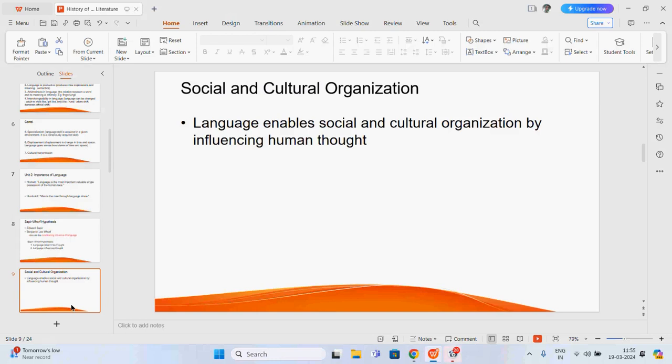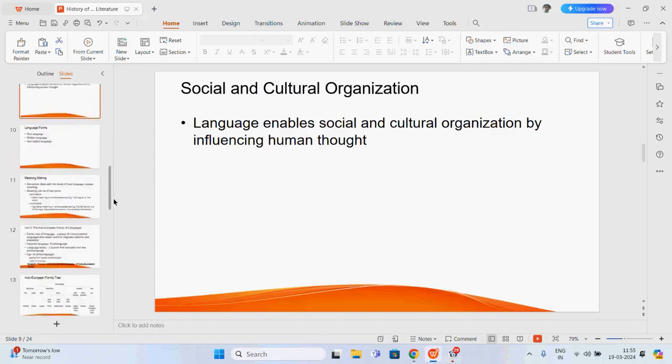One other aspect that this unit talks about is social and cultural organization. As you can see on your screen, language enables both social and cultural organization by influencing human thought.